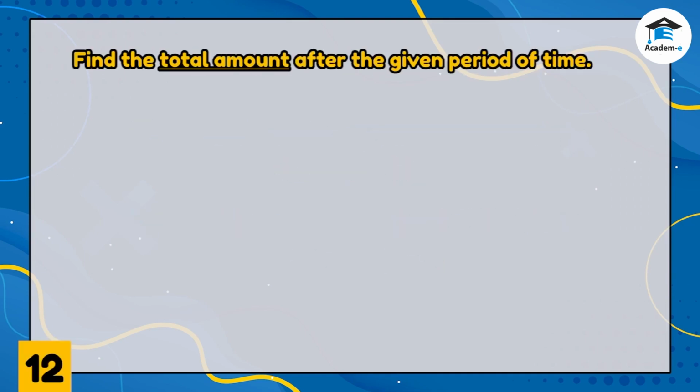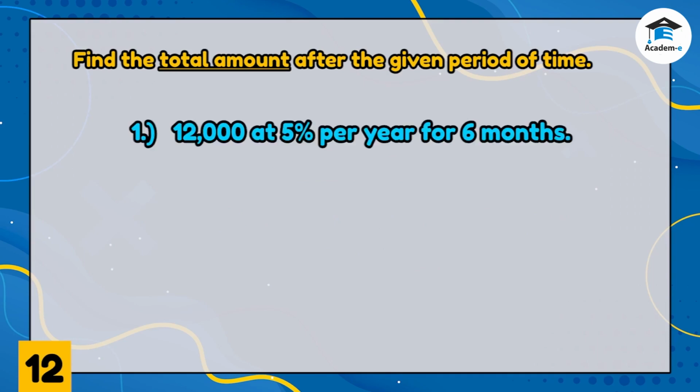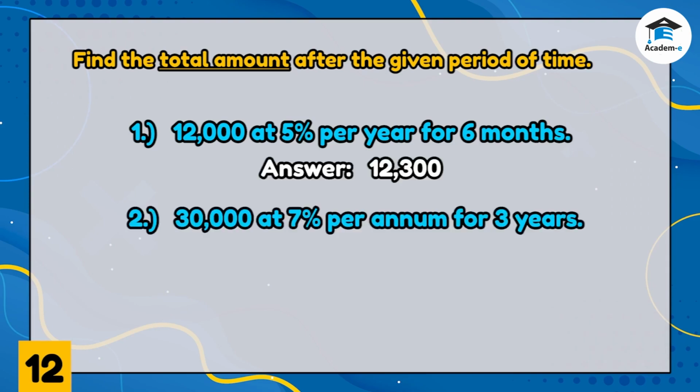Find the total amount after the given period of time. 1. 12,000 pesos at 5% per year for 6 months. The answer is 12,300 pesos. 2. 30,000 pesos at 7% per annum for 3 years. The answer is 36,300 pesos.